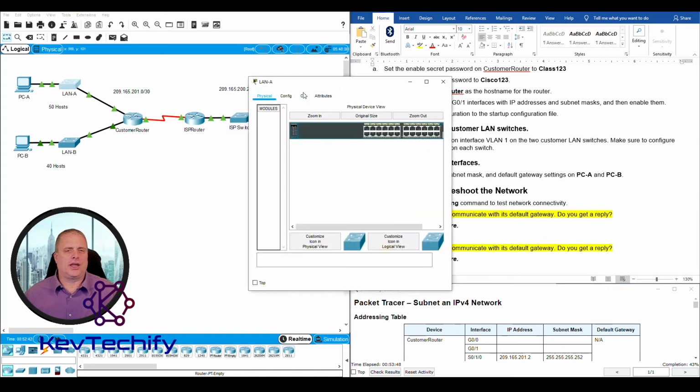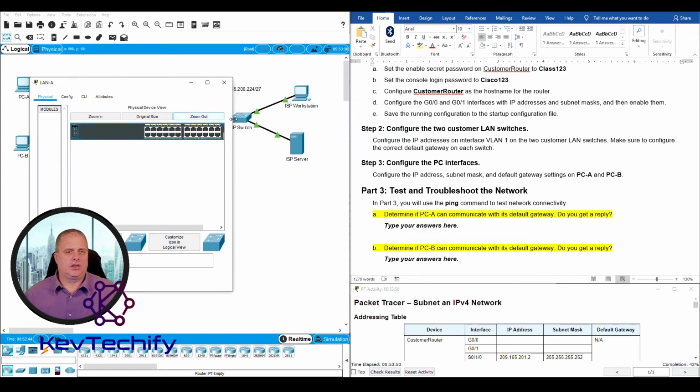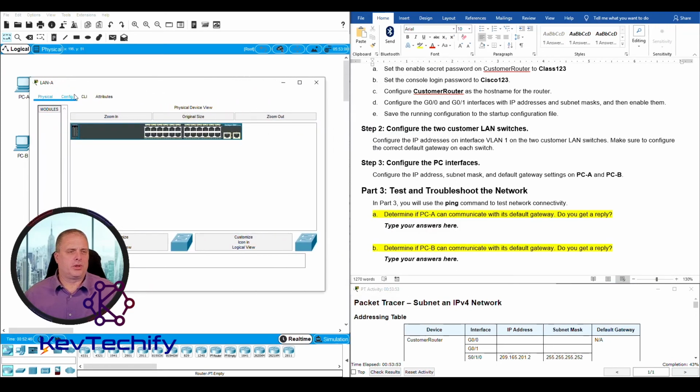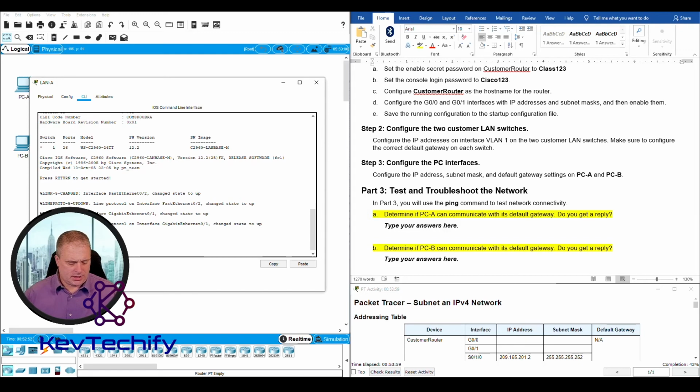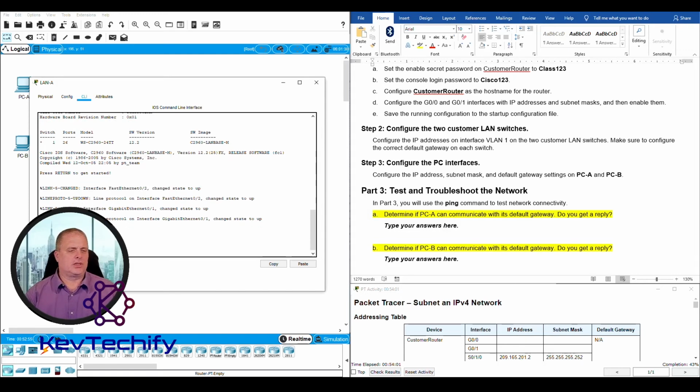I'm going to go ahead and click on LAN A, slide it over, pull it a little bit bigger, get on the command line tab. Once again, we are at the press return to get started. Hit enter a couple times. Now we can go ahead and type enable, get us into privilege exec mode. First thing, configure an IP address on interface VLAN 1.